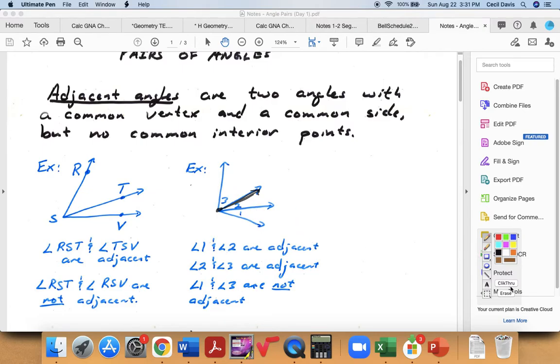That's adjacent. On the other hand, 1 and 3 are not adjacent. Angles 1 and 3 share a vertex, but they don't share a side. Here are the two sides for angle 1. Here are the two sides for angle 3. They don't share a side, so they are not adjacent to one another.